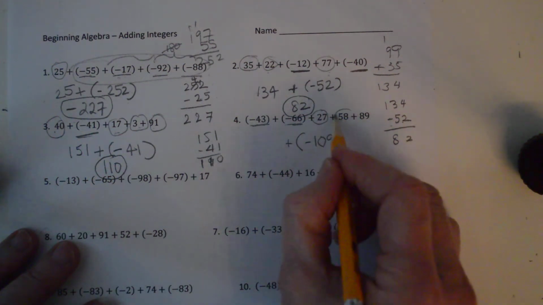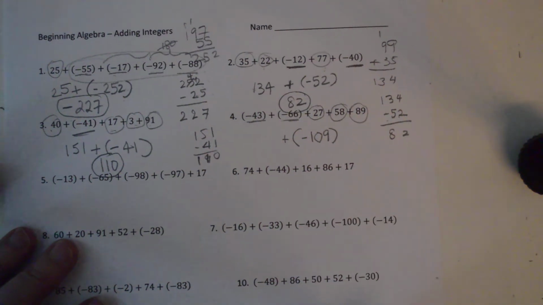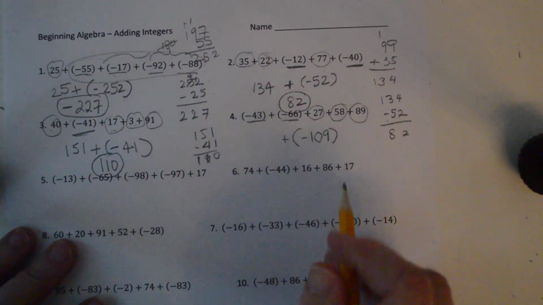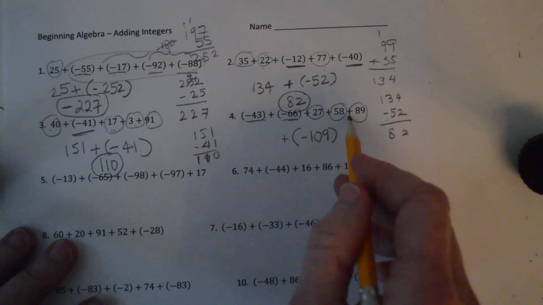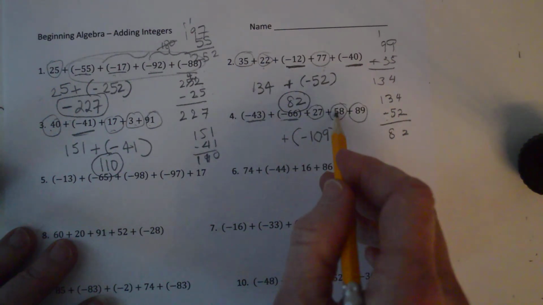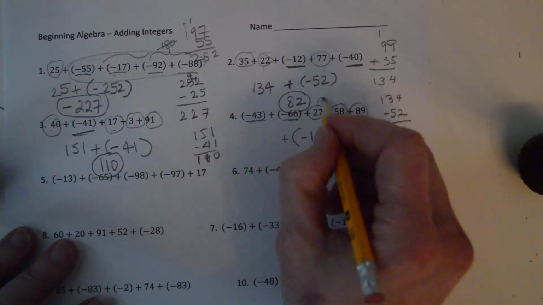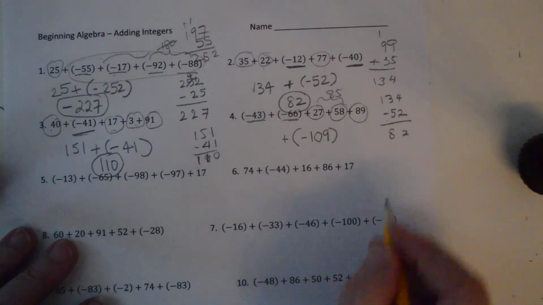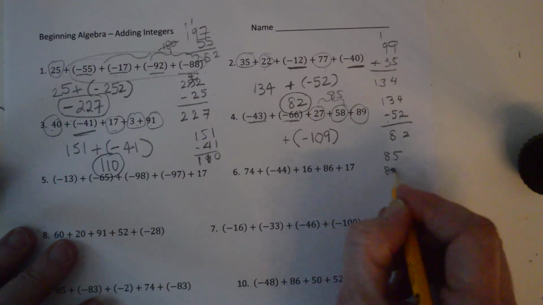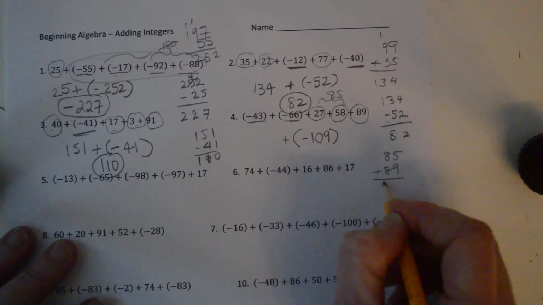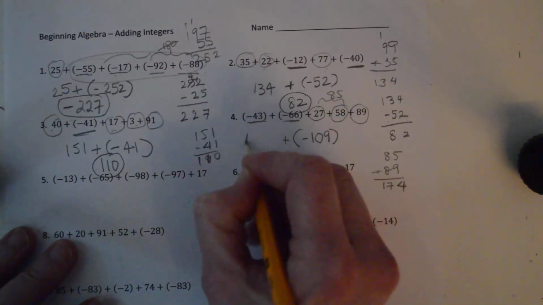And then these are our 3 positives. 27 and 58. 7 and 8 is 15, and 2 and 5 is 7. So 70, 85. So these 2 are 85 plus 89. This is 174.